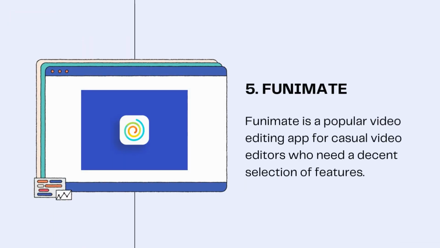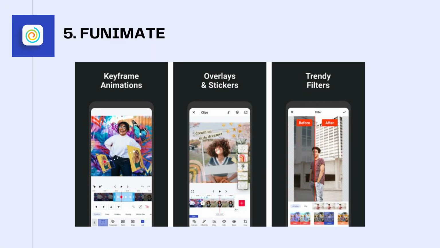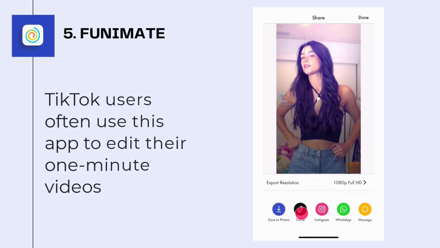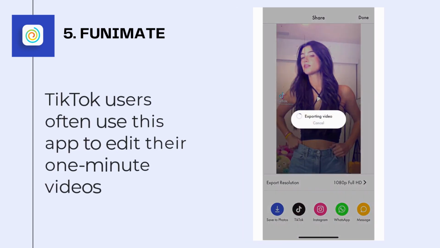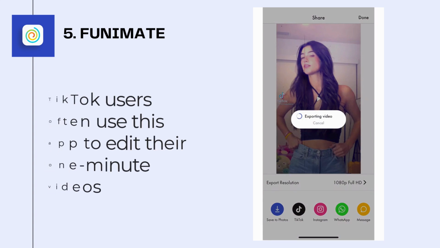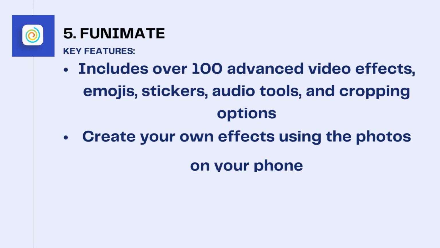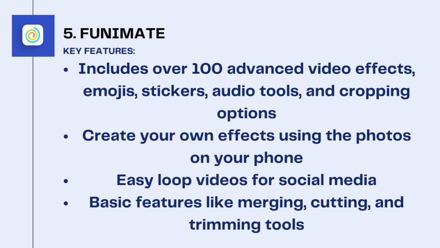Number 5. Funimate. Funimate is a popular video editing app for casual video editors who need a decent selection of features. TikTok users often use this app to edit their 1-minute videos because it offers better functionality than the TikTok editing platform. The key features are, it includes over 100 advanced video effects, emojis, stickers, audio tools, and cropping options.